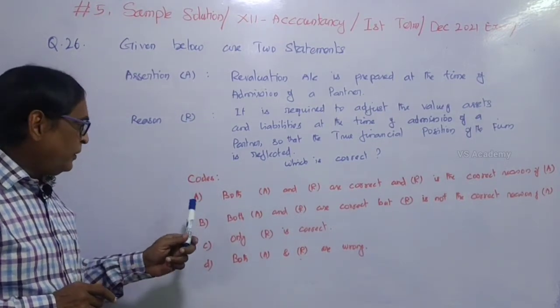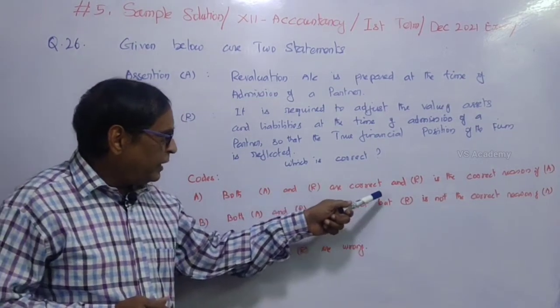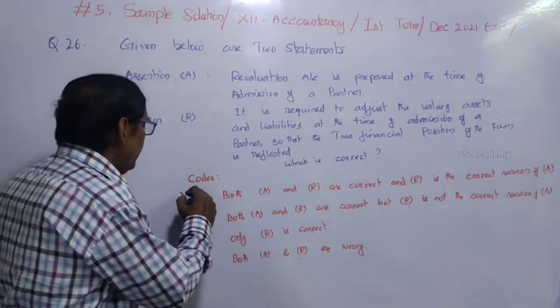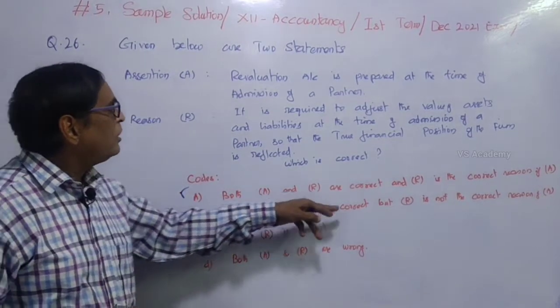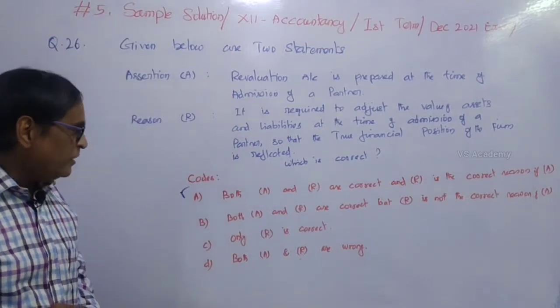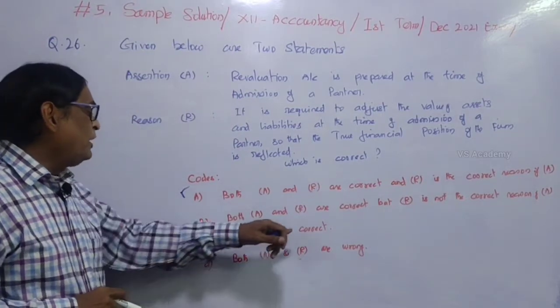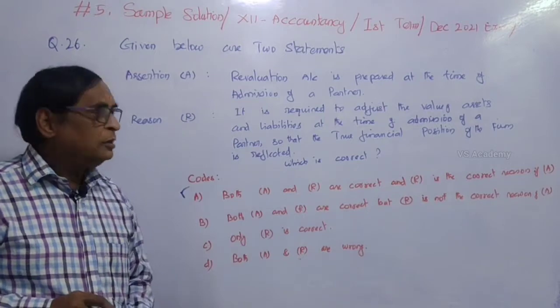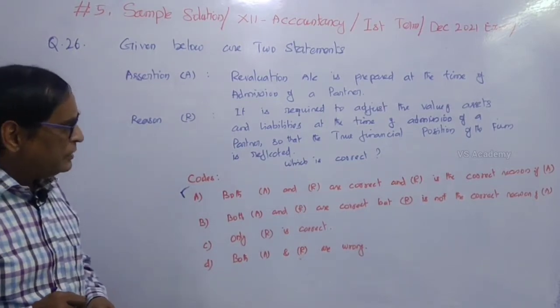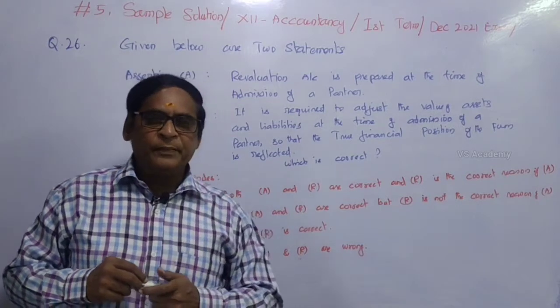So both A and R are correct and R is the correct reason of A. That's correct. The next one is both A and R correct, but R is not the correct reason of A, it's wrong. Only R is correct, and both A and R wrong. So the answer is A. Both A and R correct and R is the correct reason of A.